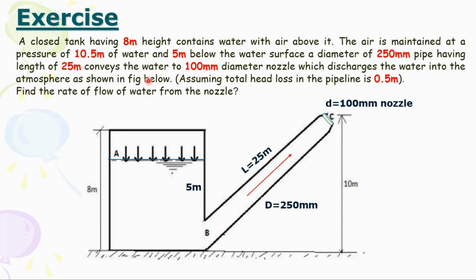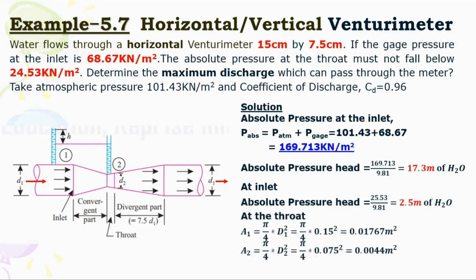Then what will be the flow rate at the nozzle? So at this nozzle, what will be the flow rate? The diameter is 100 millimeter, but initially you have 250 millimeter. So please do this as an exercise. Then if you have any questions, you are welcome.